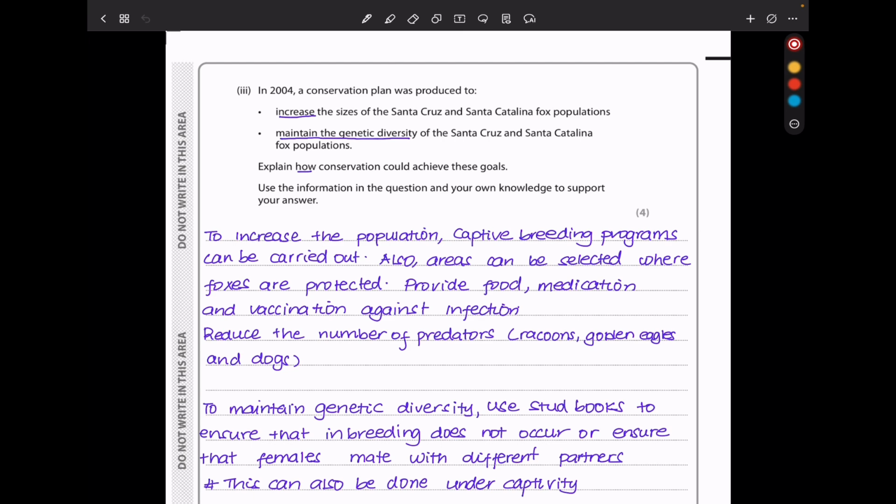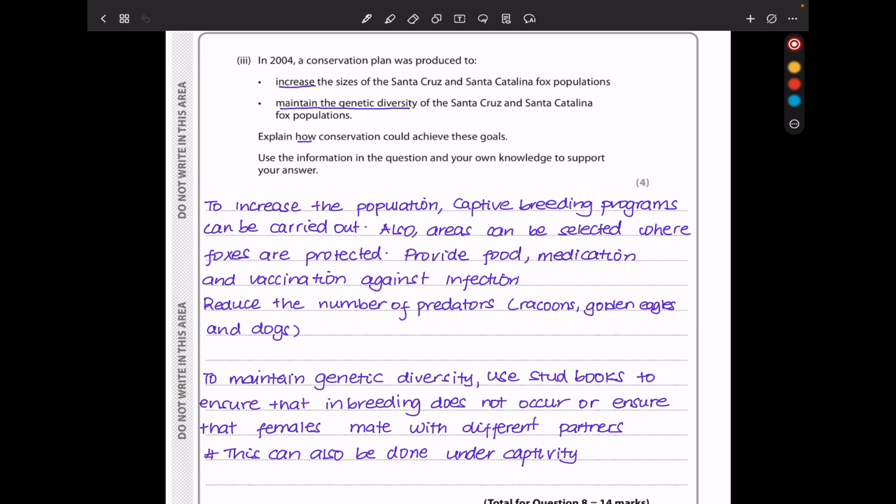In 2004, a conservation plan was produced to increase the sizes of the Santa Cruz and Santa Catalina fox populations, and then maintain the genetic diversity of Santa Cruz and Santa Catalina fox populations. Explain how conservation could achieve these goals. They want you to use your information in the question and your own knowledge to support your answer. Here we could do captive breeding. We could put the foxes in gazetted areas that are protected. We could give them medication against disease, protect them against predators, and then give them enough food. That is for increasing the number.